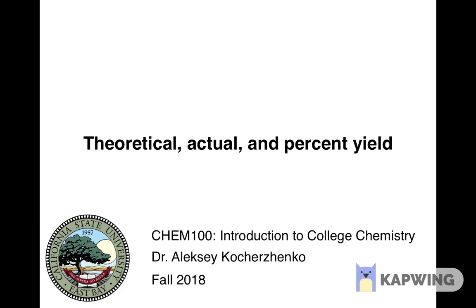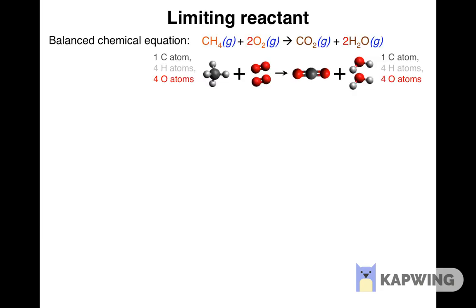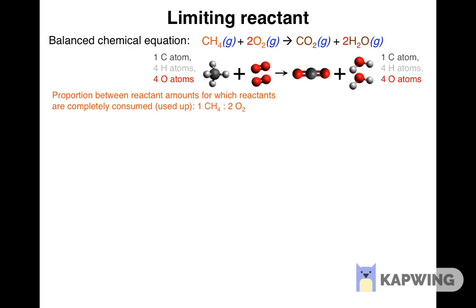Let's consider the same example as in the previous video, the combustion of methane. The balanced chemical equation for this reaction tells us that methane and oxygen should be taken at a 1 to 2 molar ratio in order to completely use up the reactants. In other words, for each methane molecule, 2 oxygen molecules must be taken. As a result, for every 1 methane molecule and 2 oxygen molecules that are reacted, 1 carbon dioxide molecule and 2 water molecules are formed.